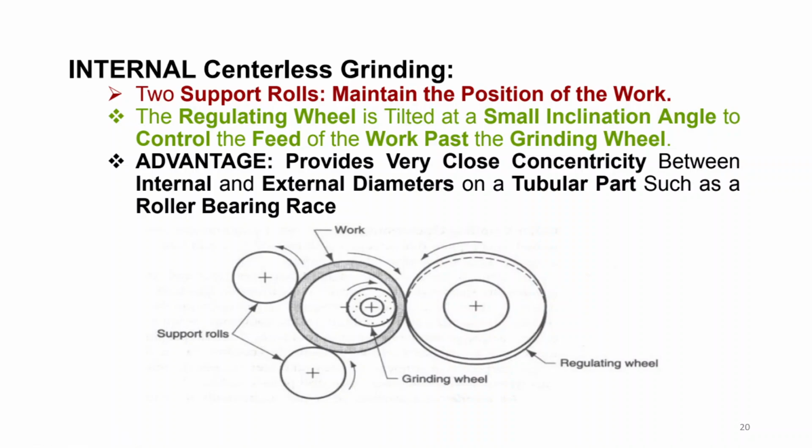Internal centerless grinding. In this case there are two support rolls to maintain the position of the work, and the regulating wheel is tilted at a small inclination angle to control the feed of the work past the grinding wheel. One of the advantages is that it provides very close concentricity between the internal and external diameters on a tubular part such as a roller bearing race.